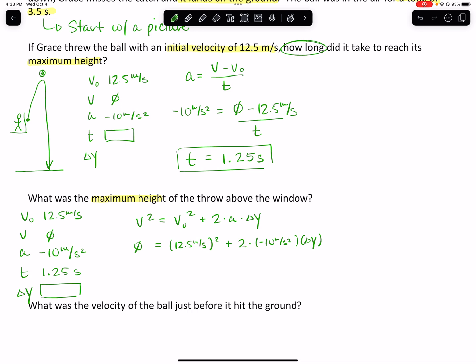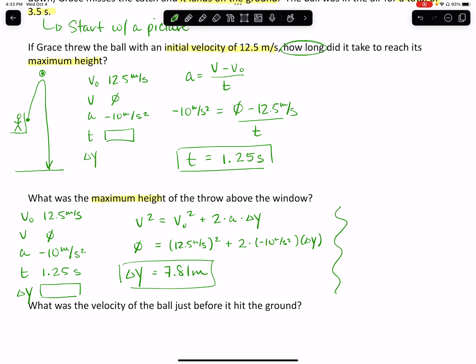Now I'm going to do my math. I'm going to move my 12.5, once it's squared, to the other side, which will make it negative, and then I'll divide that by negative 20. So I'm going to end up with a positive answer, which is reasonable because the ball is moving upwards, and I get 7.81 meters here.